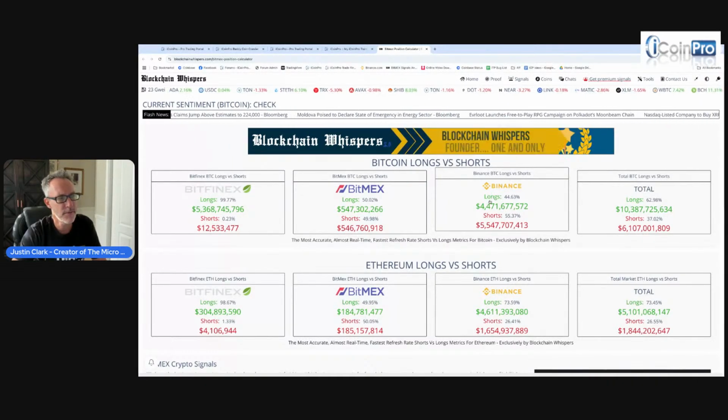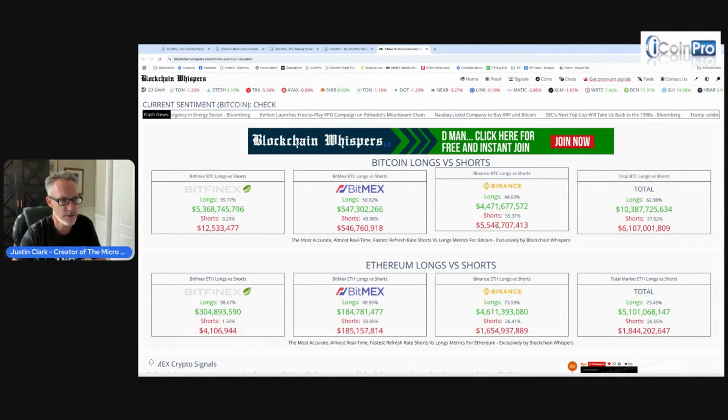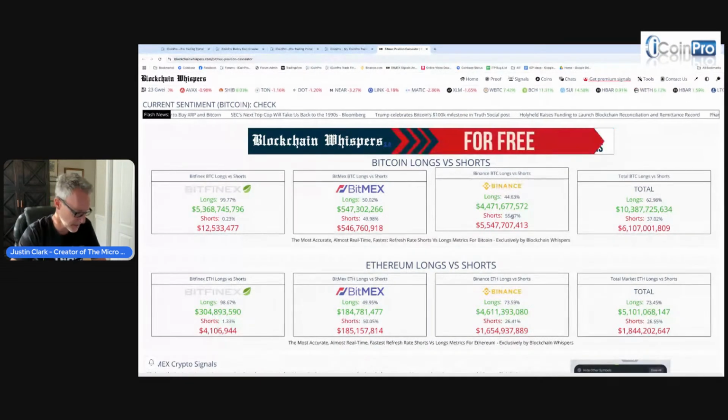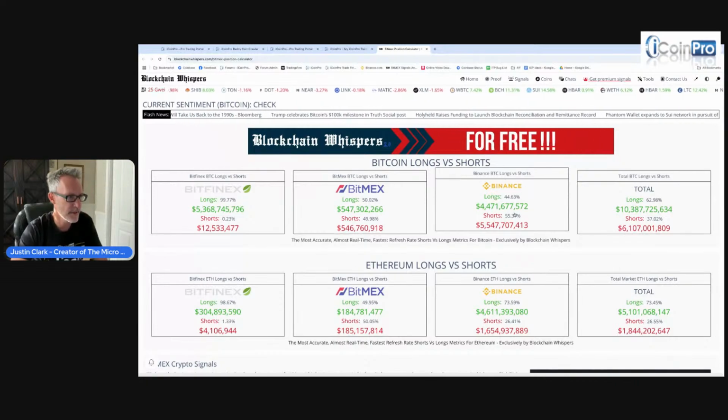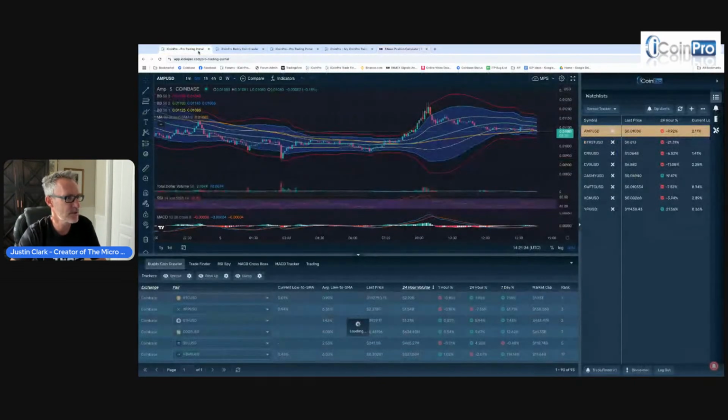So longs are people betting Bitcoin's going up, usually with leverage. Shorts are people betting Bitcoin's going down, usually with leverage. So it's very risky trading. They can get liquidated. We're pretty much business as usual right now. We're not concerned about this unless either one of these goes over 70%. So pretty much business as usual there.